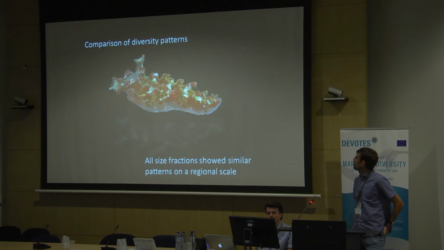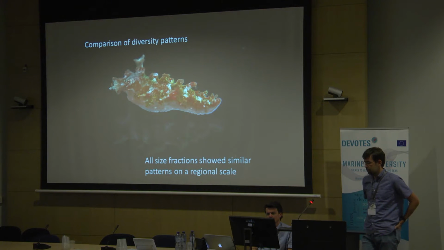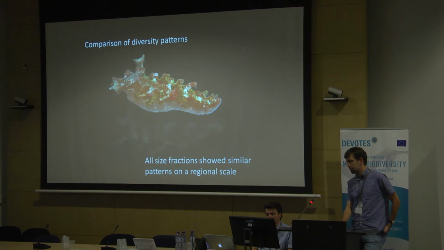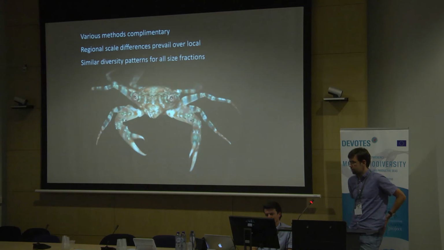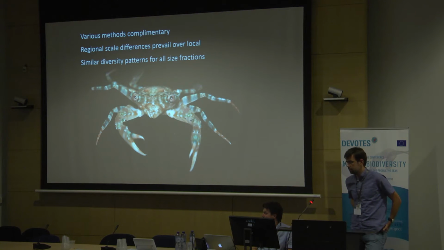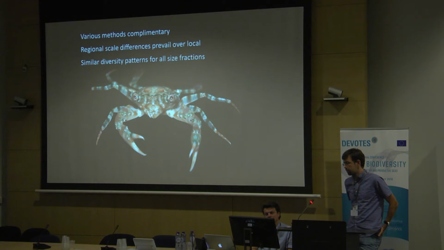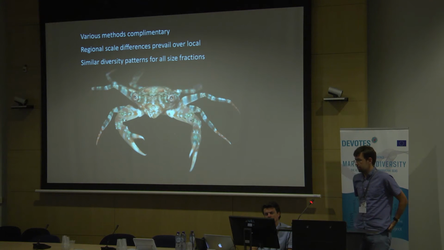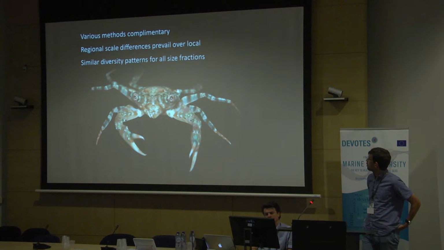So quickly looking at the comparison of diversity patterns, we found that if you look at the diversity patterns between all the size fractions, they actually show very similar patterns, suggesting that this was more difference at the regional scale for all of them, and they cluster together. So a quick conclusion of this part is, the various methods of looking at benthic diversity are complementary. Regional scale differences prevail over the local scale, and there's similar diversity patterns for all the size fractions that we measured.